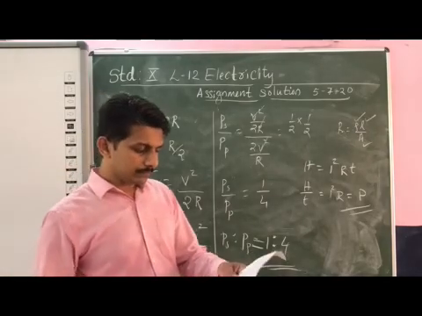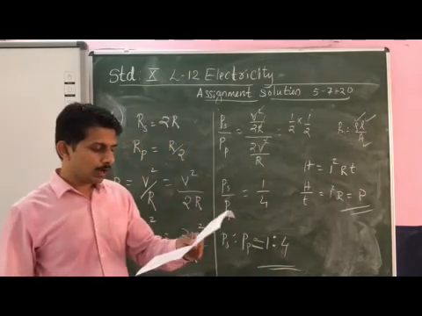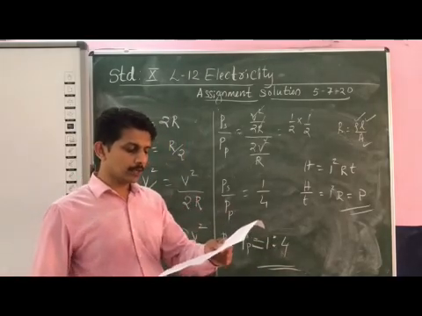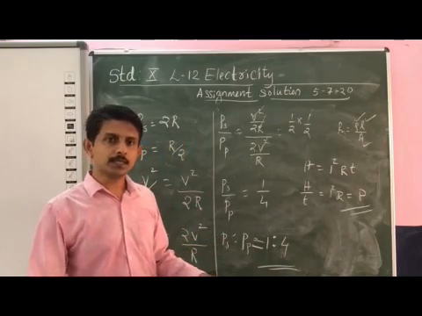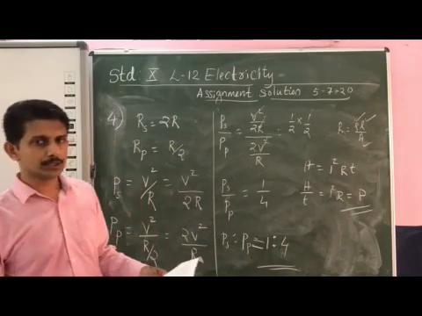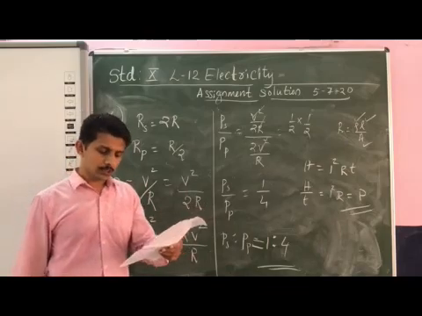Now question number 5. How is a voltmeter connected in the circuit to measure the potential difference between the 2 points? A voltmeter is connected in parallel to measure the voltage between the 2 points.